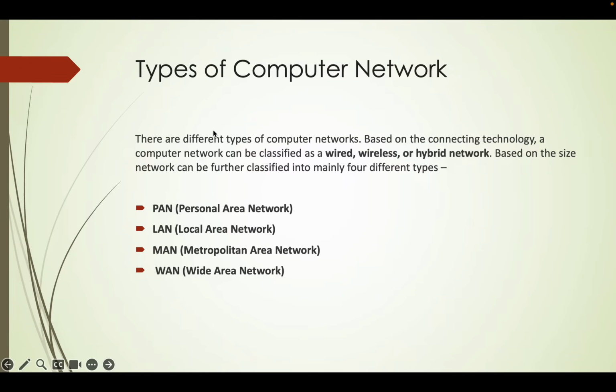Types of computer network. There are different types of computer networks. Based on the connecting technology, a computer network can be classified as wired, wireless, or hybrid networks. Based on the size, network can be further classified into mainly four different types: PAN, personal area network; LAN, local area network; MAN, metropolitan area network; WAN, wide area network.